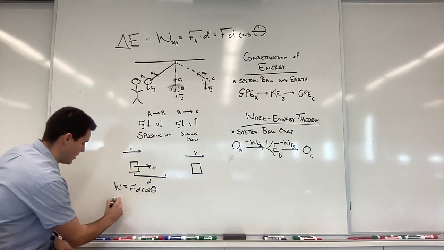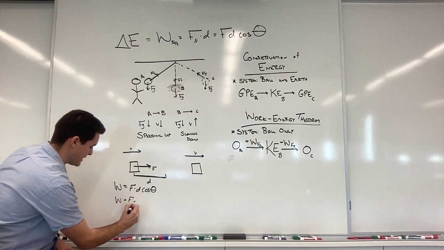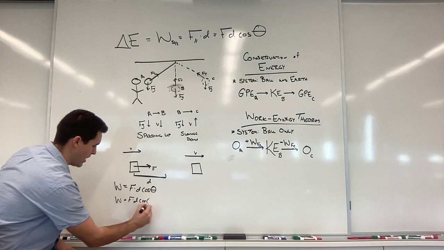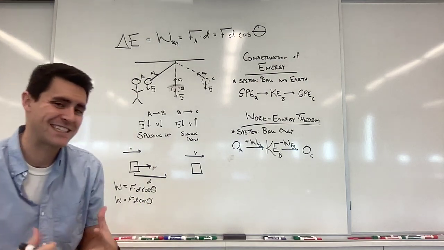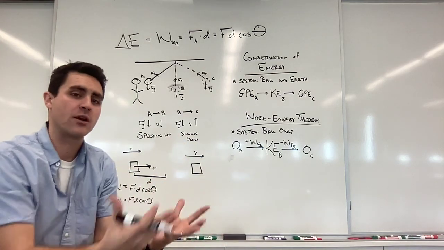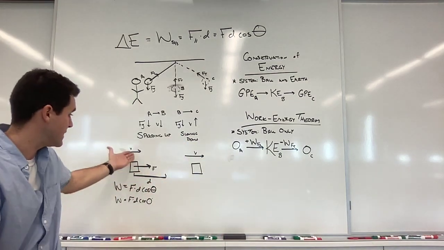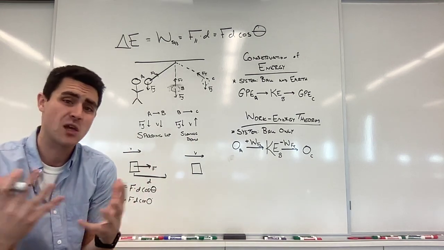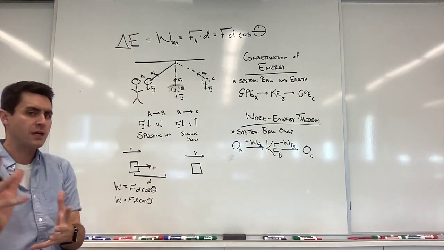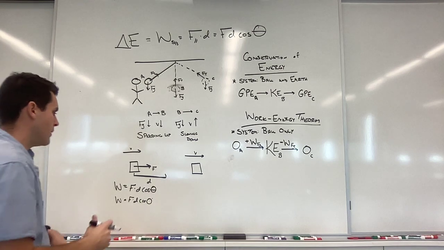So I would say that the work done is equal to F times d times cosine of 0 degrees, which ends up being positive 1. I see work increasing the energy of my system. I apply a force in the same direction I'm moving. I see an increase in energy. This thing will speed up. I have a new explanation for speeding up.